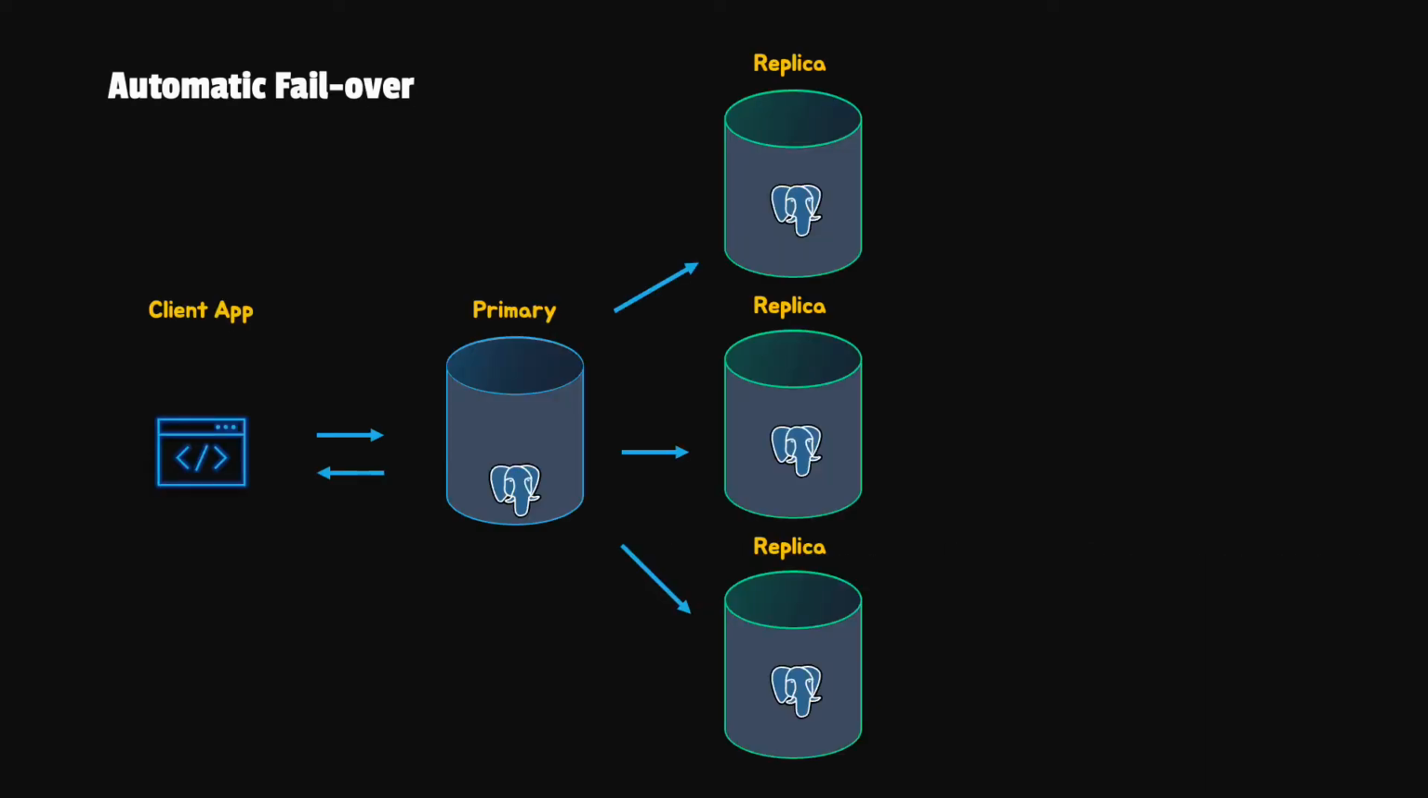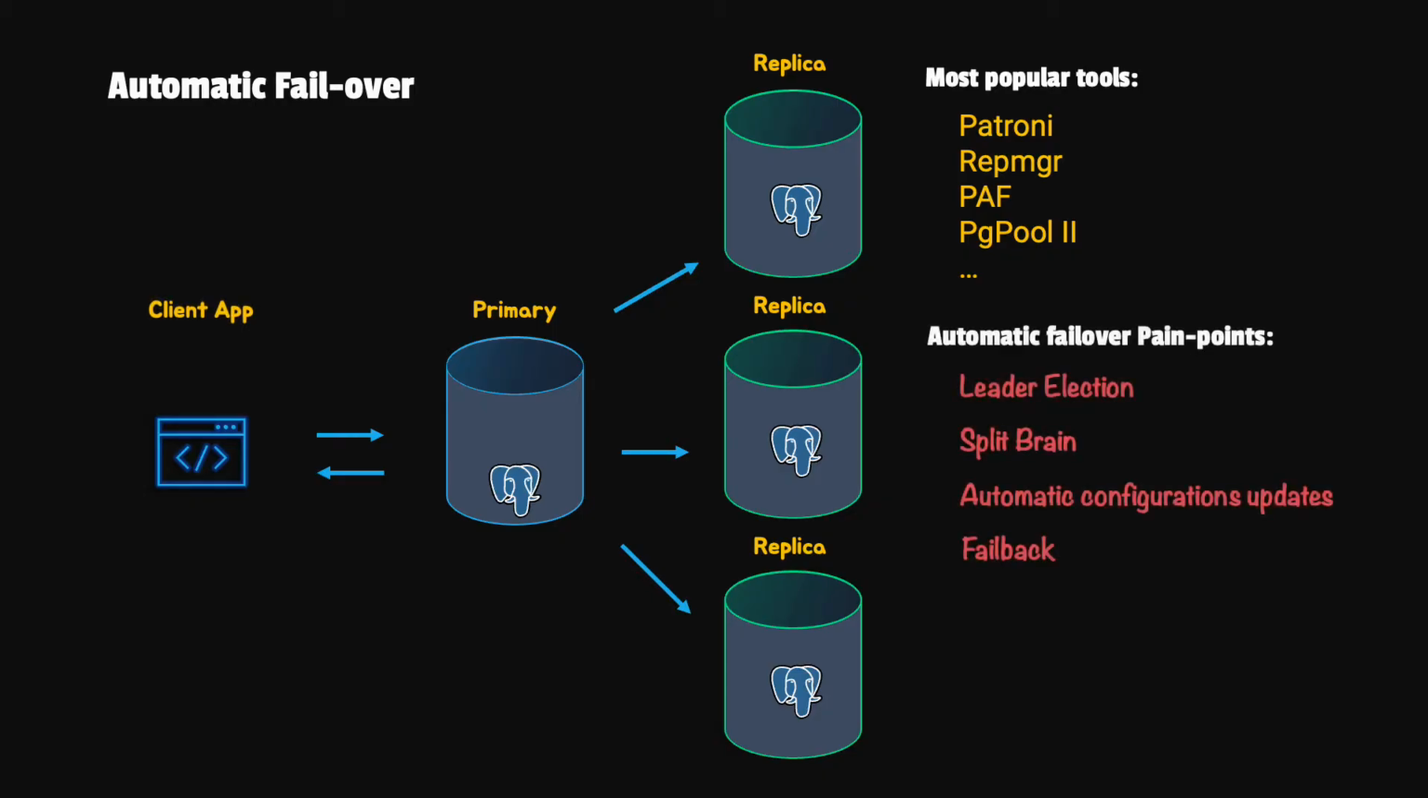Once we have the replication set up, how do we ensure that we can avoid downtime? For this, we'll have to make the failover happen automatically. There are many auto-failover tools available on the market that can integrate with PostgreSQL. The following is a list of the most popular open source solutions built for PostgreSQL. Tools like this can solve many of the pain points related to automatic failover implementation.